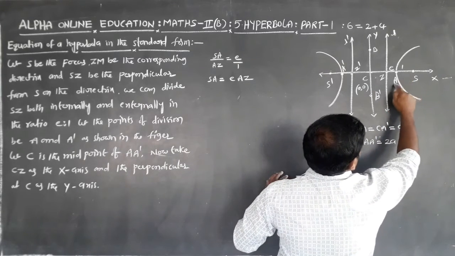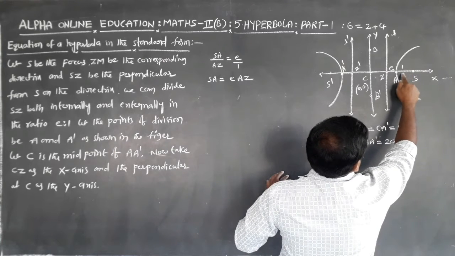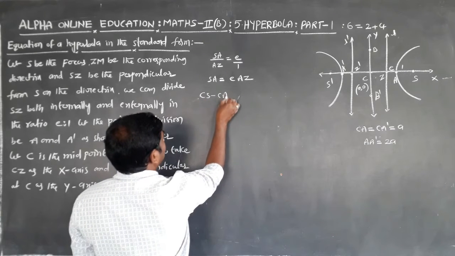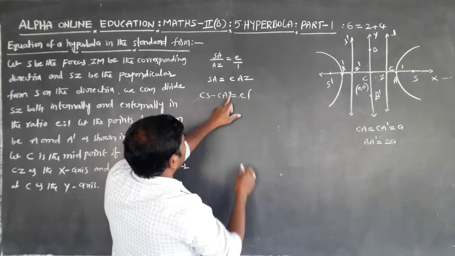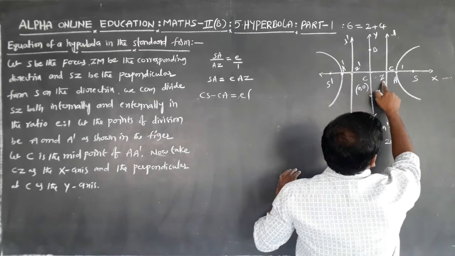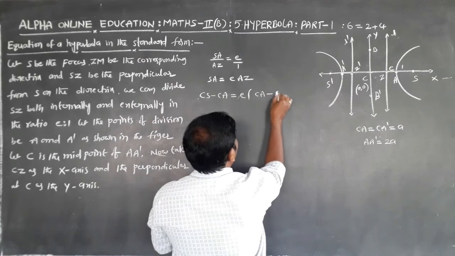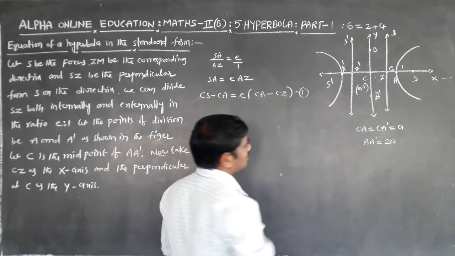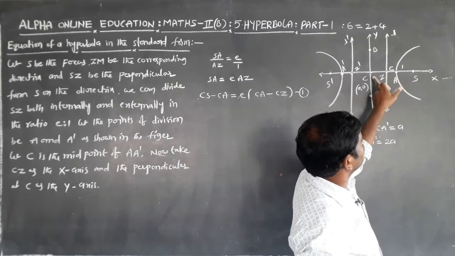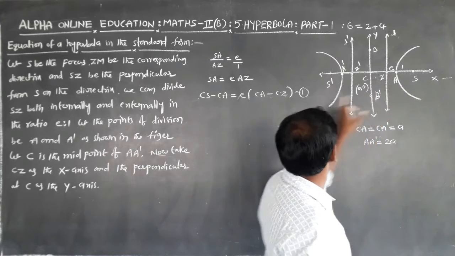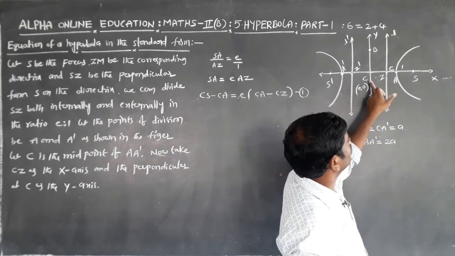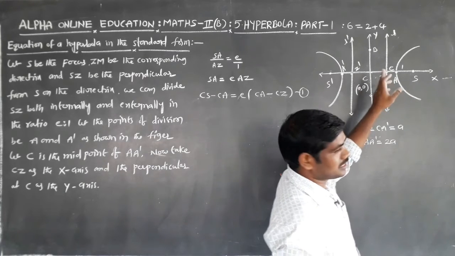SA is equal to CS minus CA. CS minus CA equal to AZ. AZ equal to CA minus CZ. This is condition number 1. Observe here SA equal to CS minus CA. Next, AZ equal to CA minus CZ.